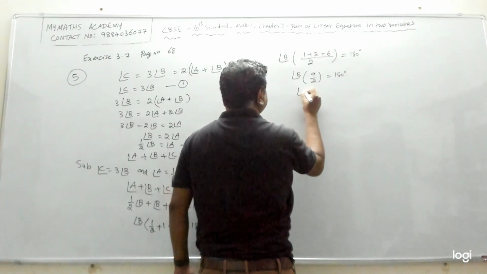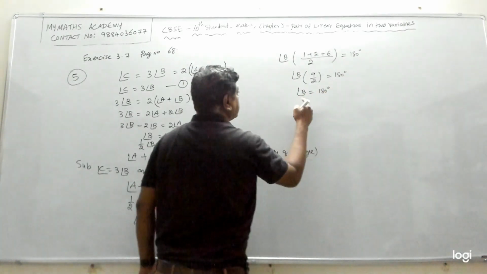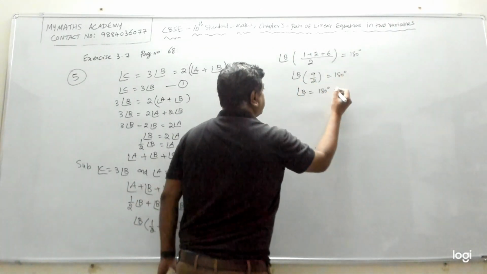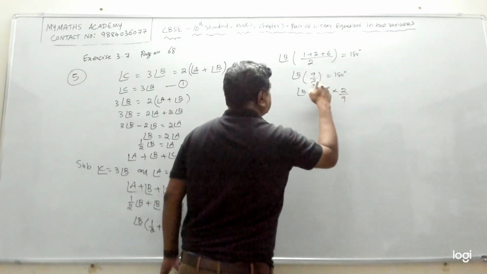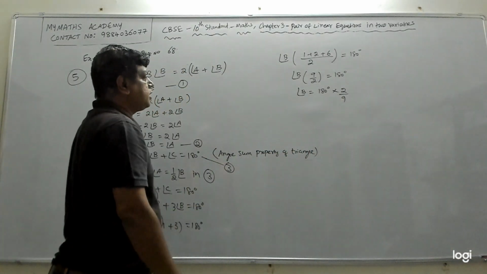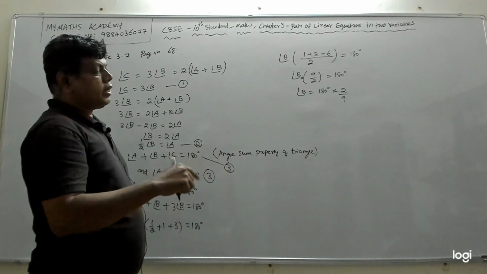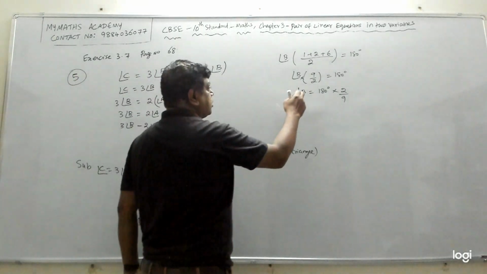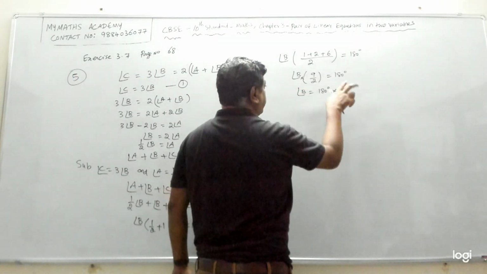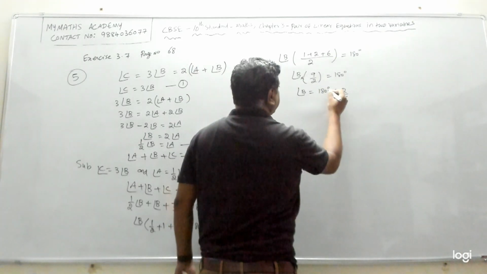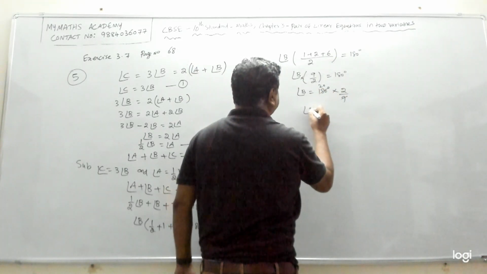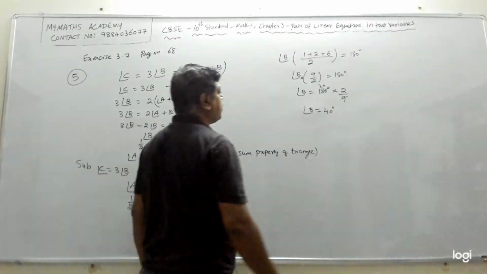So angle B will be equal to 180 degrees. This 9 by 2, if it goes to the other side, will become 2 by 9. Angle B into 9 by 2, so if this 9 by 2 goes this side, it will become 2 by 9. Then if you cancel 9 and 18, 2 times, you will get angle B as 40 degrees. Now we have found angle B.